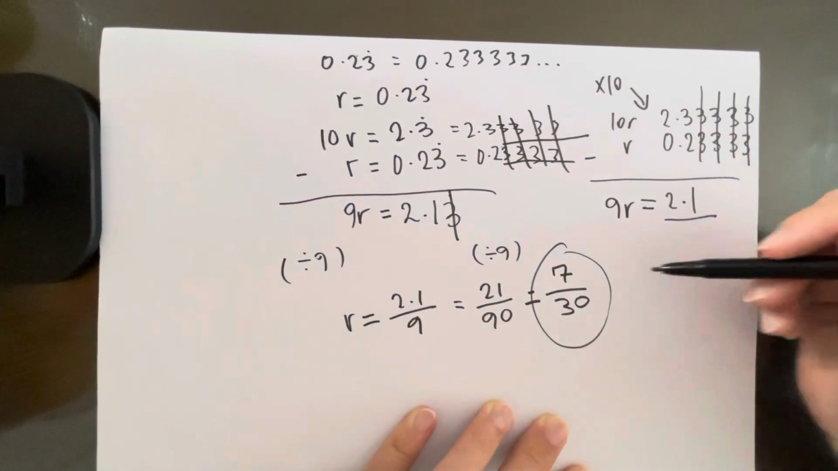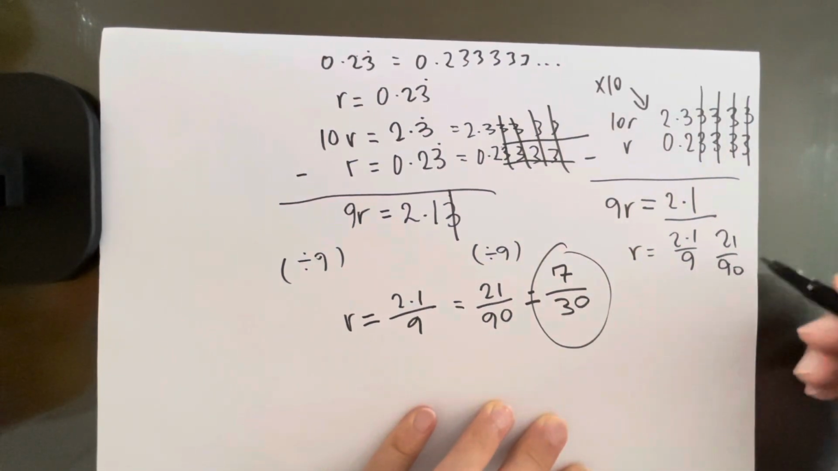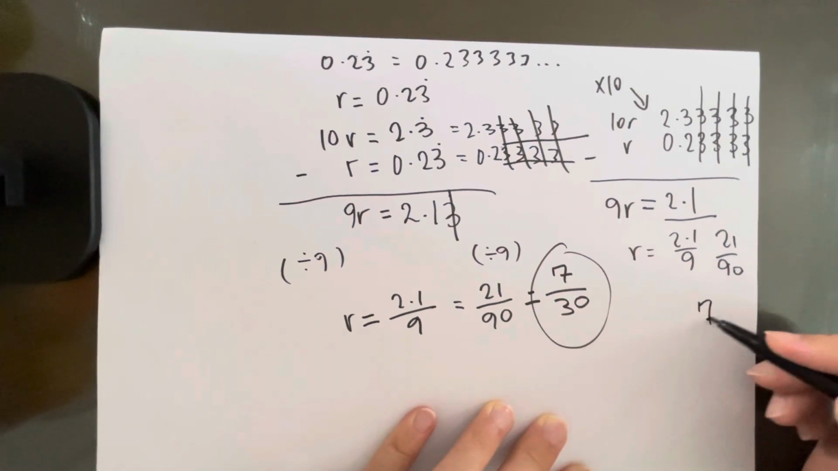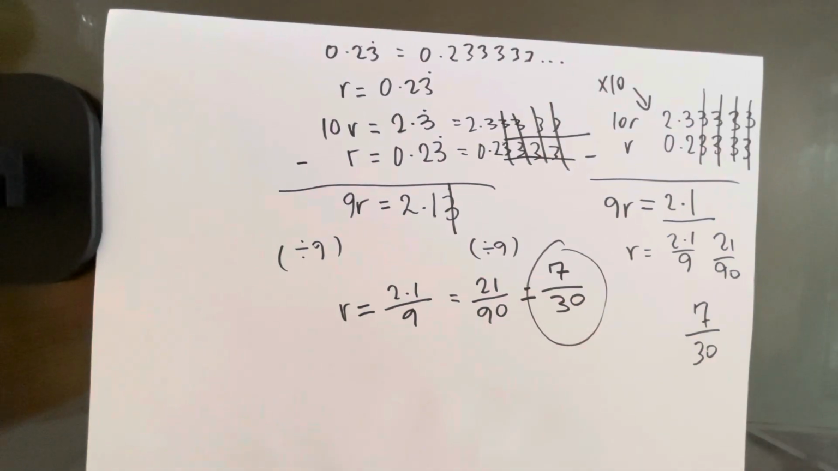Now it's just simple algebra. r equals 2.1 divided by 9. You multiply by 10 to make 21 over 90, because we don't want a decimal as a numerator. And 21 over 90 can be divided by 3 on both sides, so 7 over 30. That's it. I hope this helped you, and I'll see you guys in the next one.